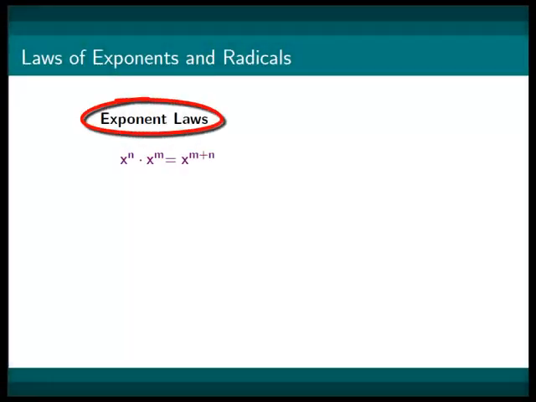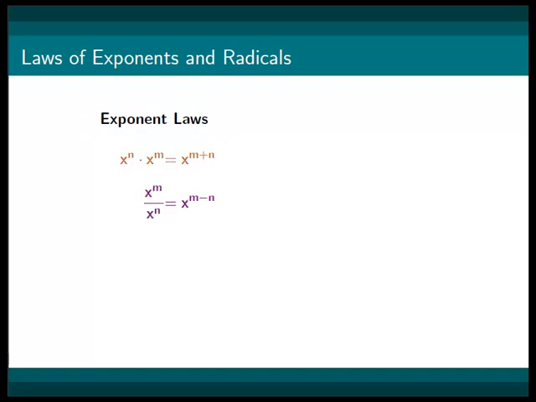Exponent laws. x^n times x^m equals x^(m+n). x^m divided by x^n equals x^(m-n). (x^m)^n equals x^(m times n). (x times y)^n equals x^n times y^n.